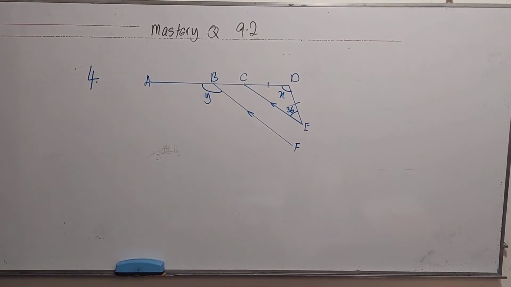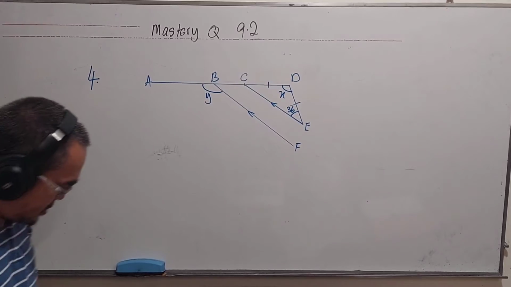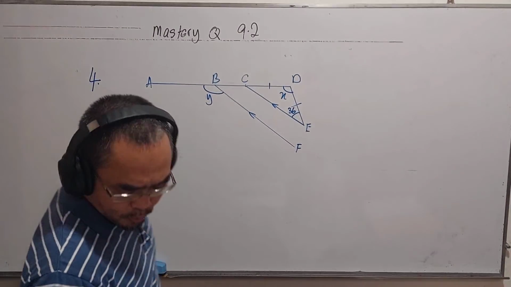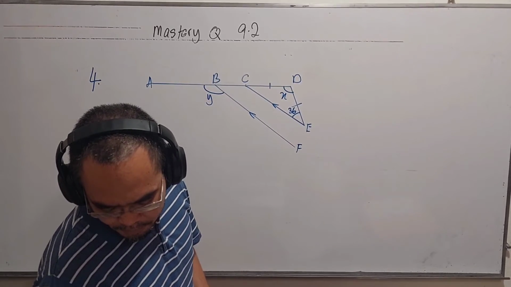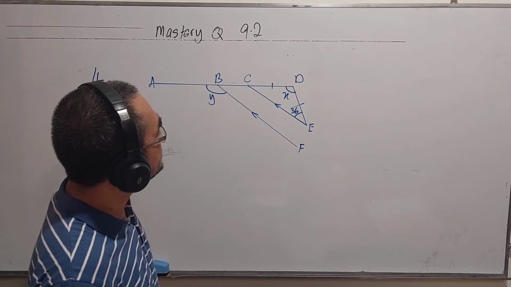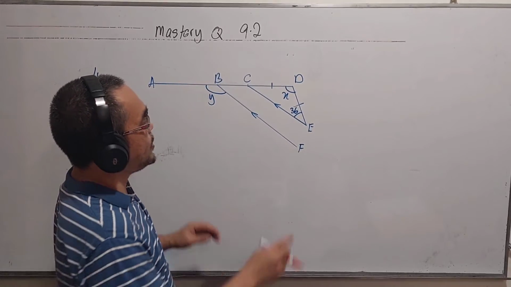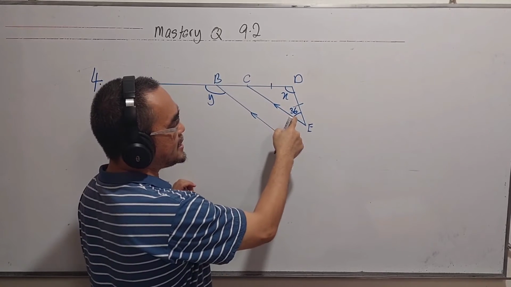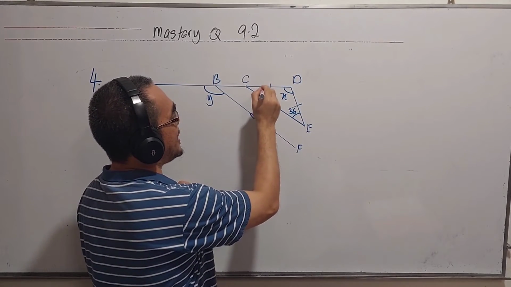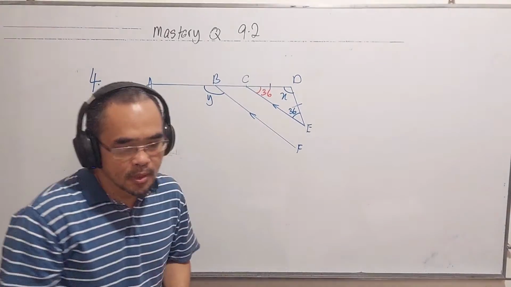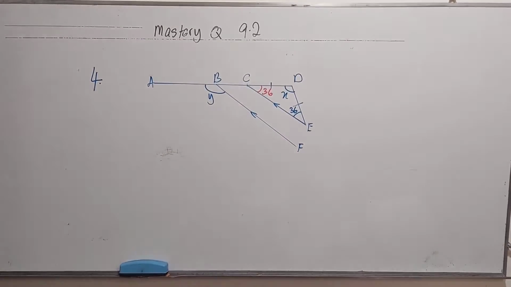Okay, question 4. How to find x? Okay, we have to solve the triangle. That is, we have DE equal to DC. If this side is 36, this side is also 36 degrees. Let me switch on blue.